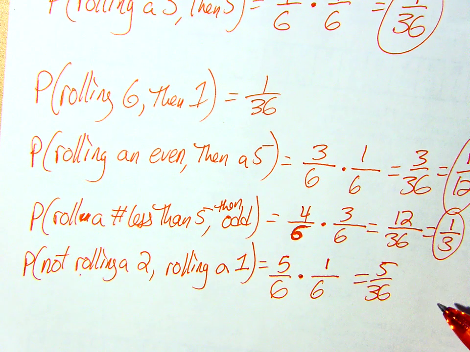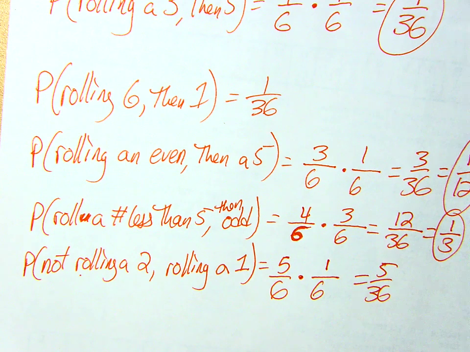So my answer, did you say 5 out of 36? Oh, I thought it was not rolling a 1. Oh, sorry, yeah. I want you to not roll a 2 and then actually roll a 1. Okay, does that make sense?